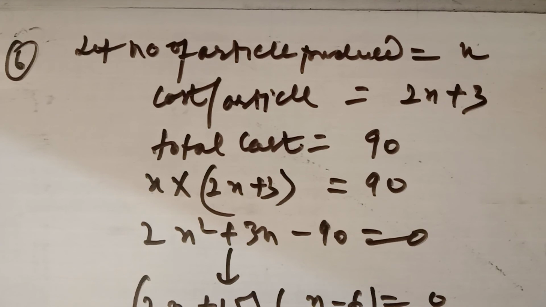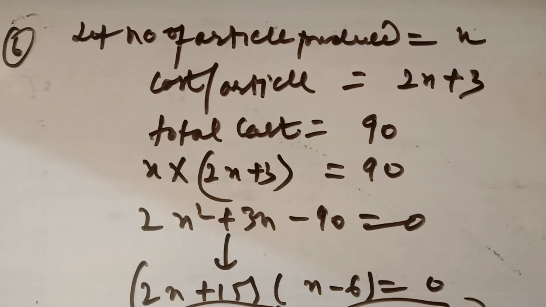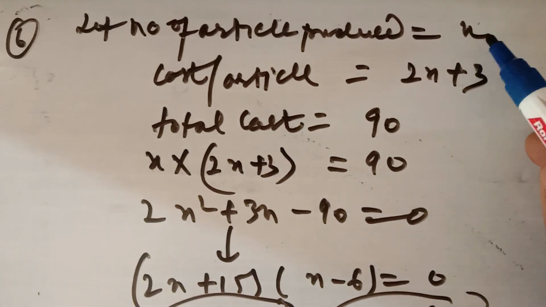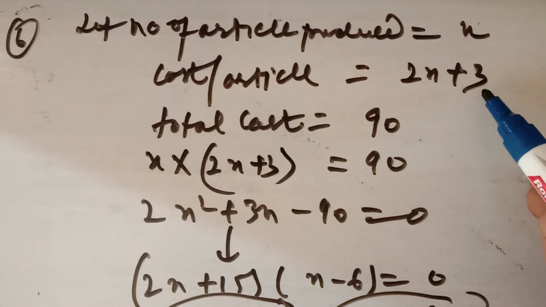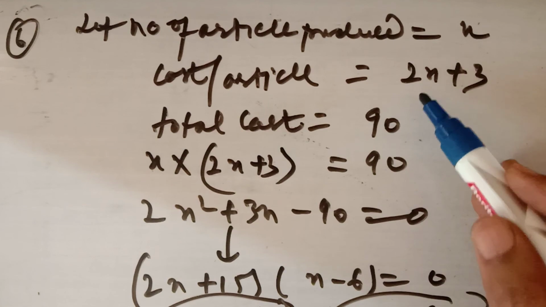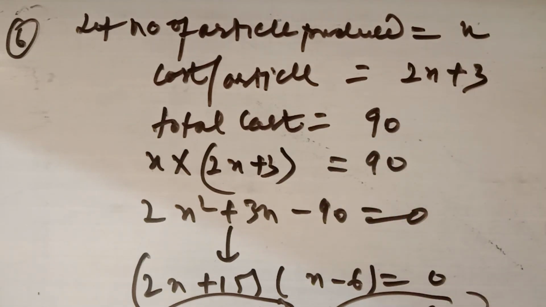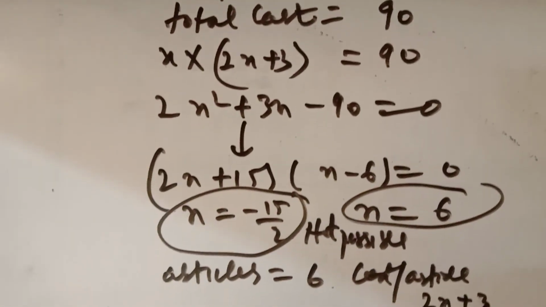So this is question number 6 of the second exercise, and that is the completion of this exercise also. The number of articles we let be x, cost per article is given as 3 more than twice the number of articles, and the total cost is given as 90. So this is the completion of the second exercise.